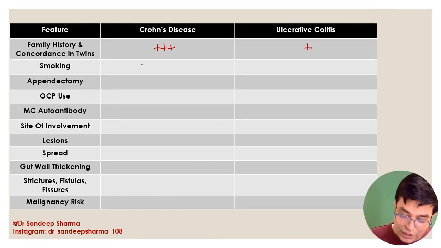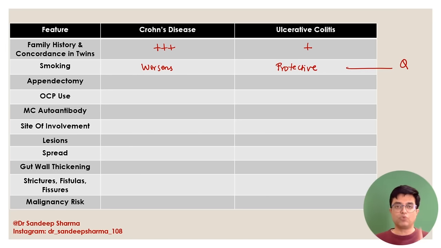Then smoking. Smoking worsens and precipitates Crohn's disease, but smoking is protective against ulcerative colitis. It's a past FMG MCQ. Smoking is a bad thing, but smoking protects against which disease? Ulcerative colitis. Appendectomy, also called as appendicectomy. Appendicectomy, there is no effect on Crohn's disease, but appendicectomy protects against ulcerative colitis.